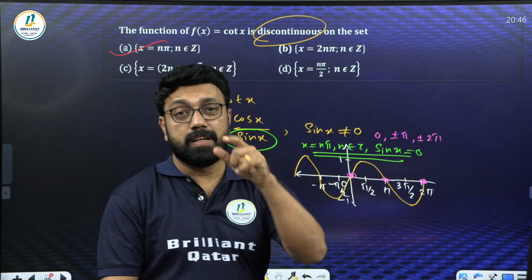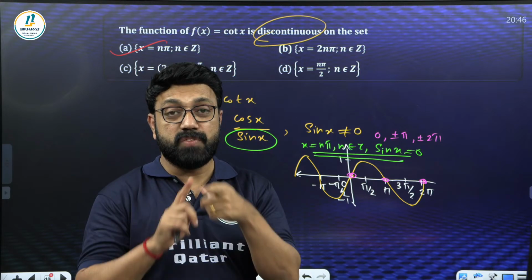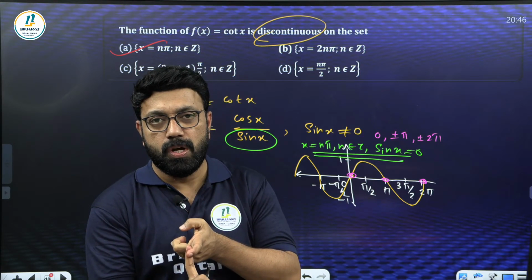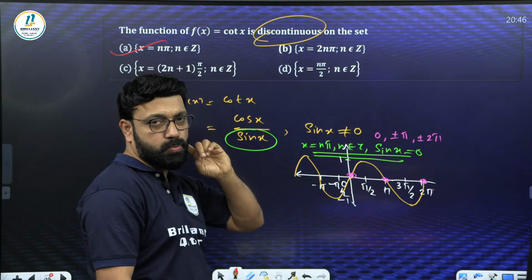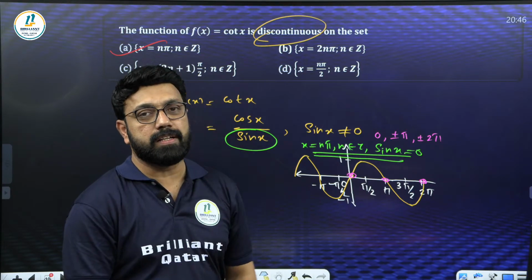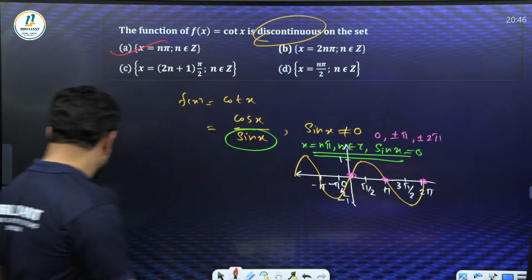A similar question will come with tan x. Tan x means sin x by cos x, which is discontinuous when cos x goes to 0. The options there are 2n plus 1 into pi by 2. Okay, like that we have to practice similar types of questions. Okay, I'm moving to the next question. What's the next question?